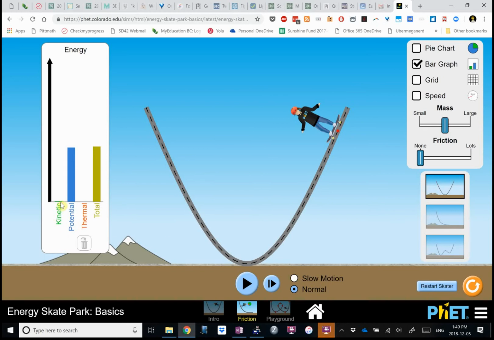All of my energy is potential. At the bottom, how much potential energy will I have? How much kinetic will I have? Total. Where will I be going the fastest then? Which is kind of Captain Obvious.